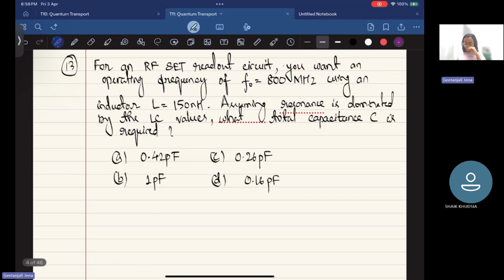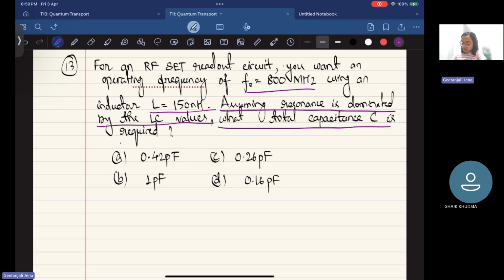Okay, so for the next part, it's given for an RF SET readout circuit. You want an operating frequency around 800 megahertz using an inductor L of 150 nanohenry. Assuming resonance is dominated by the LC values, what is the total capacitance C required to get this operating frequency around 800 megahertz? So can you please solve it and let me know the answer?